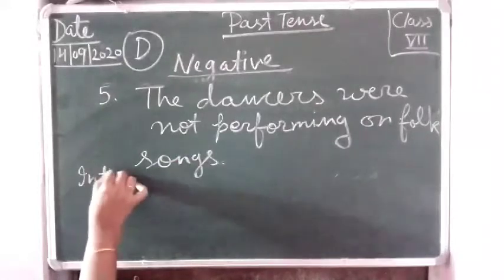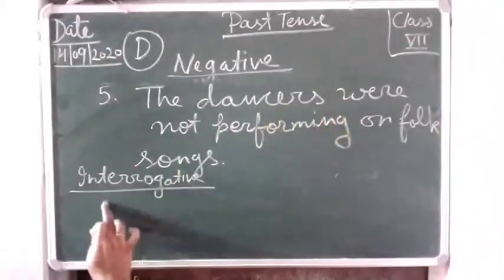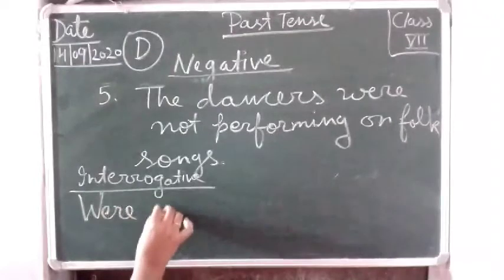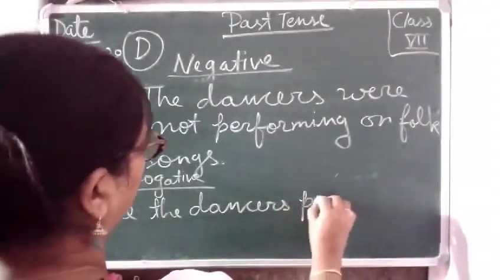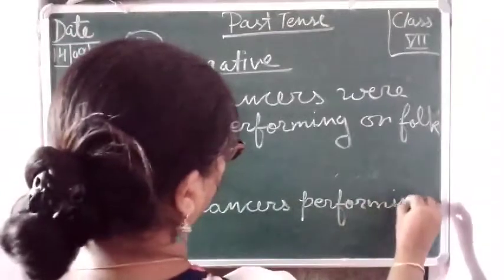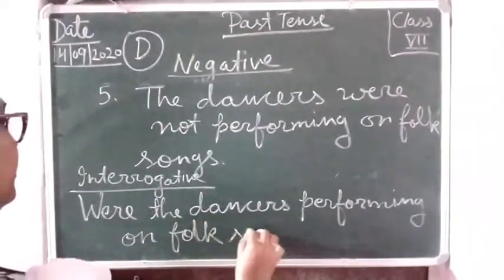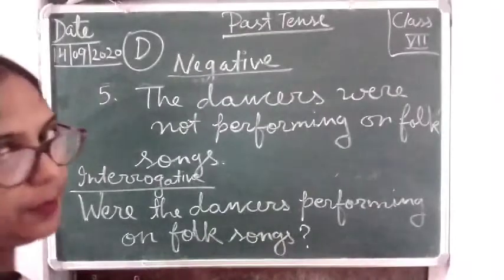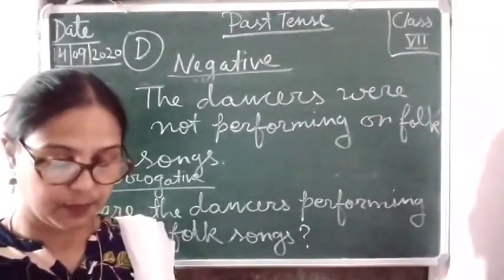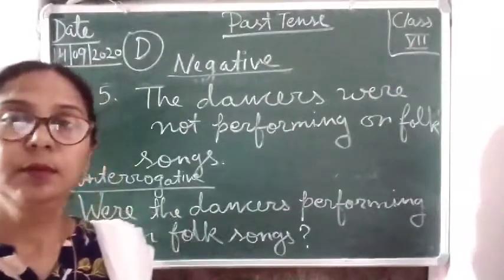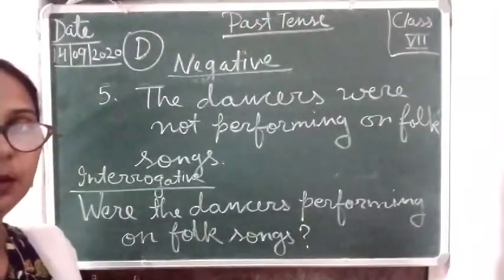Now we are going to make interrogative. So first of all, were will be placed at the first place. Were the dancers performing folk songs? Question mark will be placed. So this is how we have completed exercise D. Now we are going to learn past perfect tense. First of all, you just complete it and then we are moving to the next part of this.